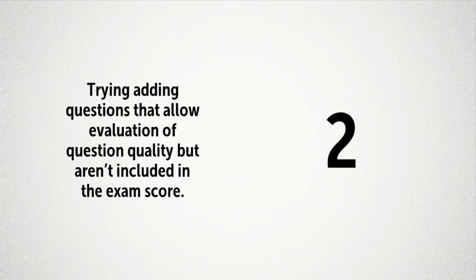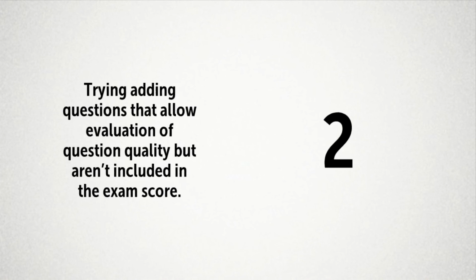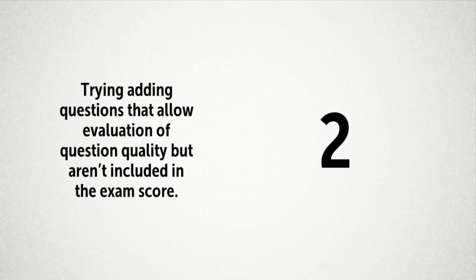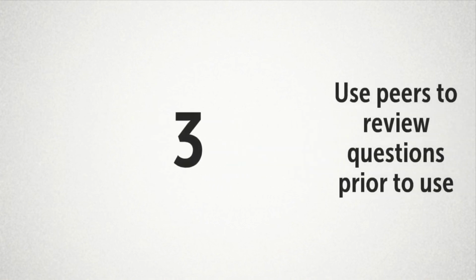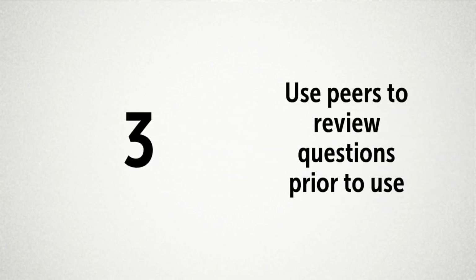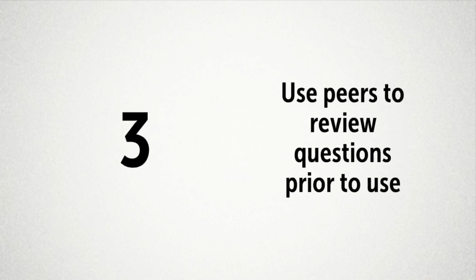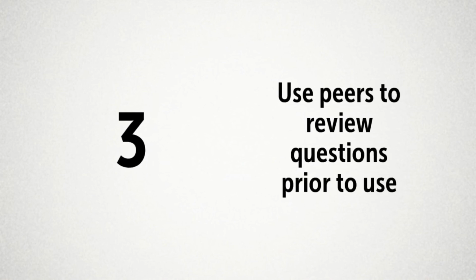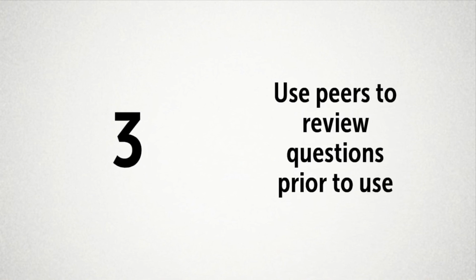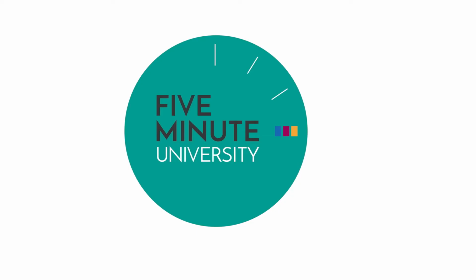Tip 2. Try piloting questions and assessments that allow an evaluation of the question quality but aren't included in the exam score. This may be very helpful for short answers or fill in the blanks, where response variability may be greater than in a multiple choice question. The third tip, try using peers to help review or generate examinations. Having outside eyes or experts writing questions can help identify potential issues before the item is given to students.